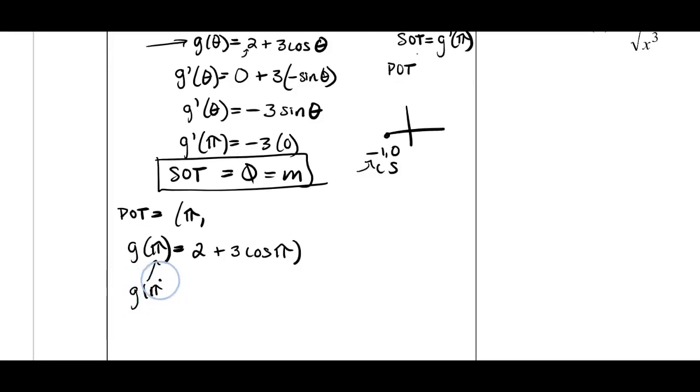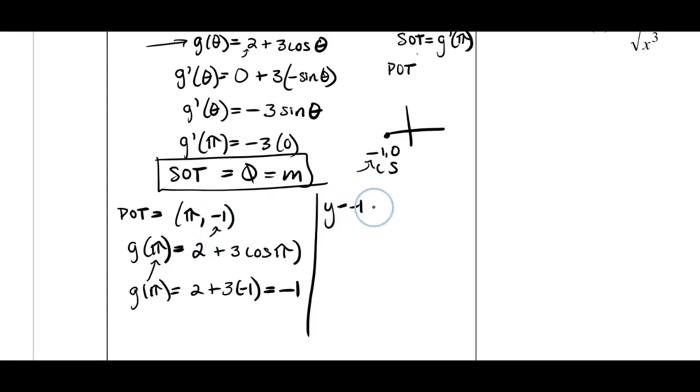So we can evaluate this. 3 times negative 1. 2 plus negative 3 is negative 1. So my point of tangency is pi, negative 1. Now we can write the point-slope form. y minus y1 equals m times x minus x1.